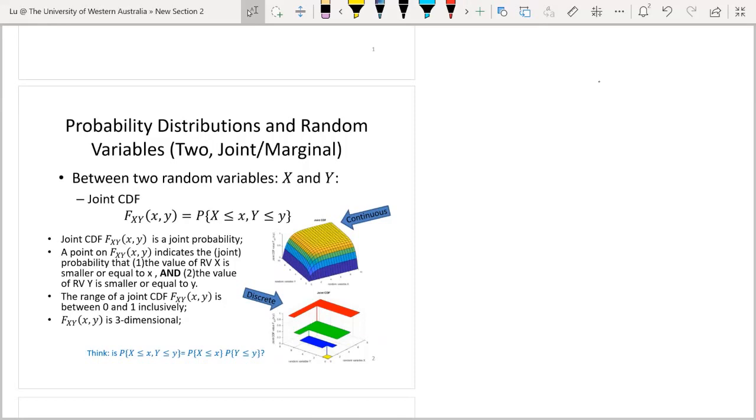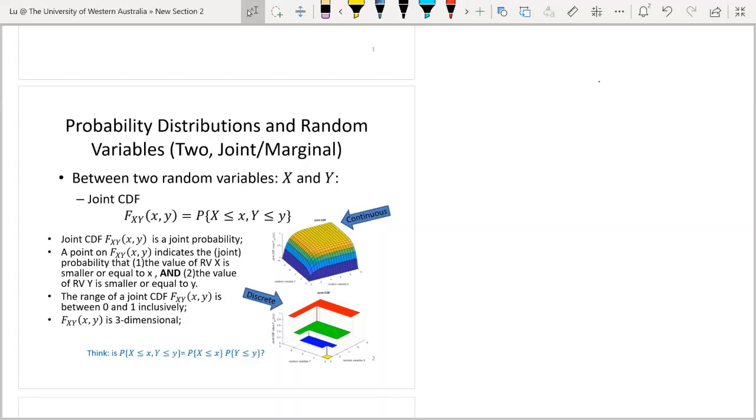The CDF term remains the same as the single random variable case, which stands for the cumulative distribution function. But why do we call that a joint CDF function? That is because you have 2 random variables, for example X and Y, involved in our discussion. And this CDF function is used to describe the joint behavior of these 2 random variables. So we call that the joint cumulative distribution function.